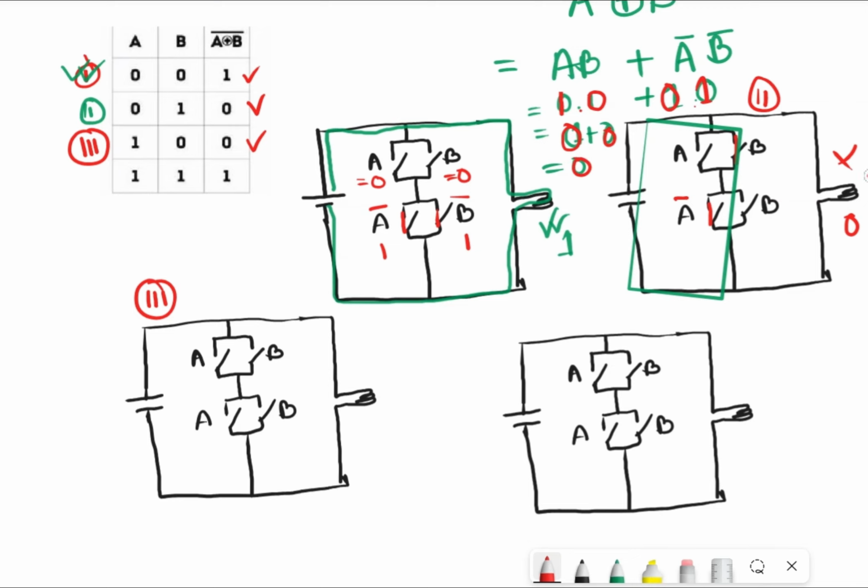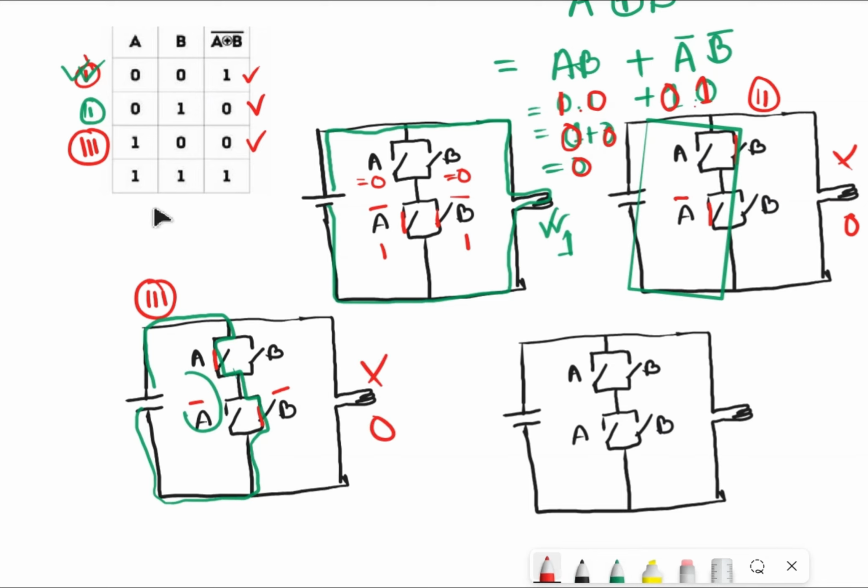So A is 1, so let's connect this one. B is 0, so it is open, and A bar is open, but B bar is 1. So this is connected. Now the flow of current will be circulated through this direction. So this is a complete circuit. So the current will flow through this loop. So there will be no current flow through the bulb. As a result, this will be 0.